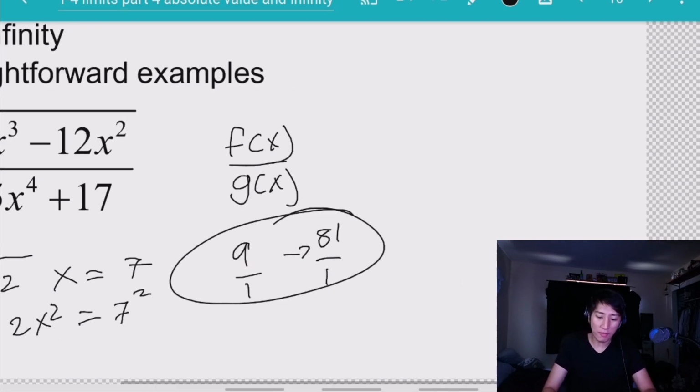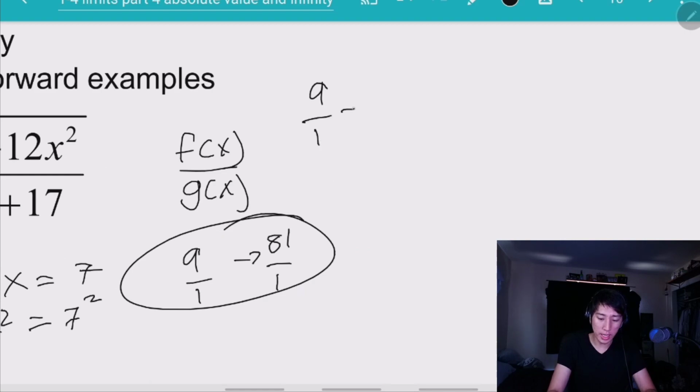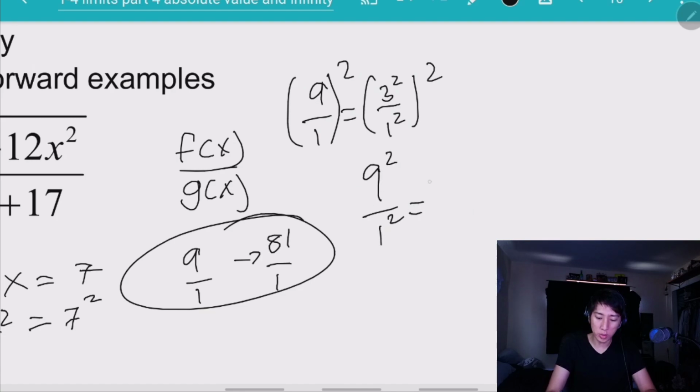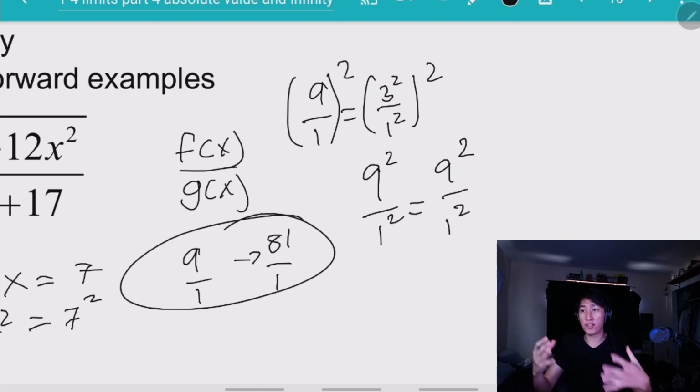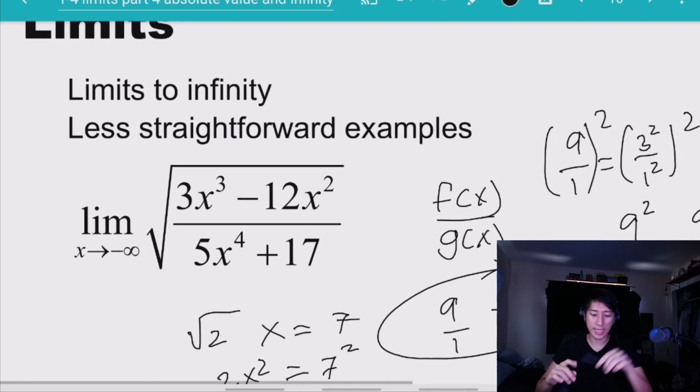That's why it's different. Now, if I had something like 9 over 1 equals 3 squared over 1 squared, and I squared both sides here, I would have 9 squared over 1 squared equals 9 squared over 1 squared. And these are the same. Even though the numbers are different than they originally were, the equality is preserved. That's why you're allowed to do it to both sides of the equation. So that's the tiny thing.